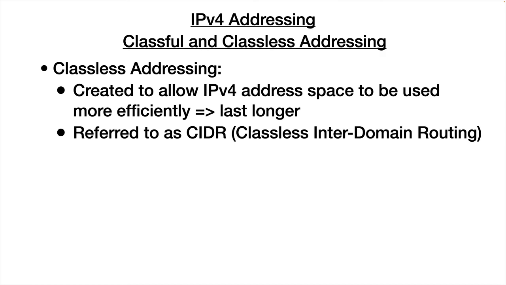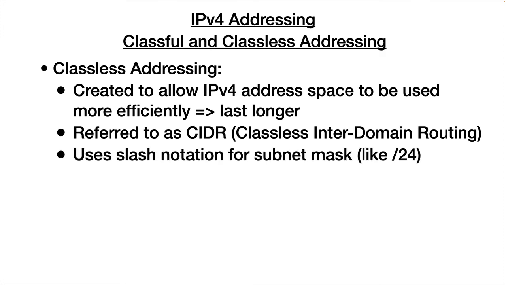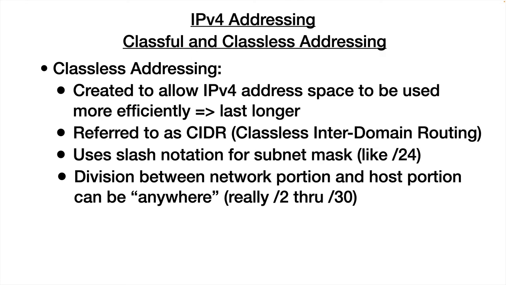It uses a slash notation for the subnet mask, like /24. /24 means there are 24 bits in our network portion of the address. The remaining 8 are for a host. /24, as I think we'll see in a minute, is the slash notation for a Class C network. The division point can be, quote, anywhere within the IP address, but really /2 is the smallest we can have, and /30 is the largest we can have to have useful networks and useful subnets.